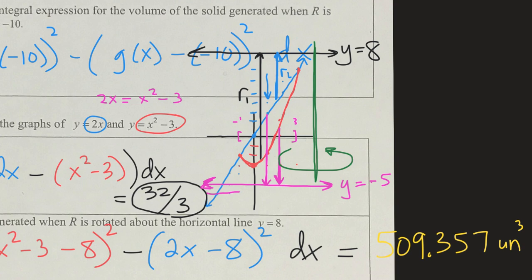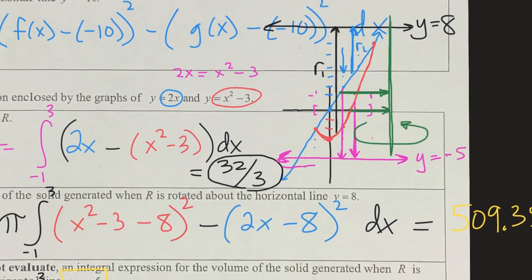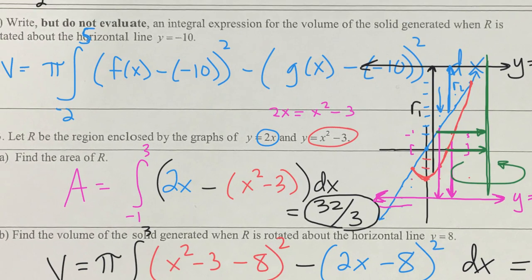Okay, so the idea stays the same. We're going to take the farther radius, which is your 2x, once we solve it for y, minus the closer radius, which looks like your x squared minus 3. So we have to solve both of these equations for x real quick. That means x equals y over 2, and x equals the square root of y plus 3.